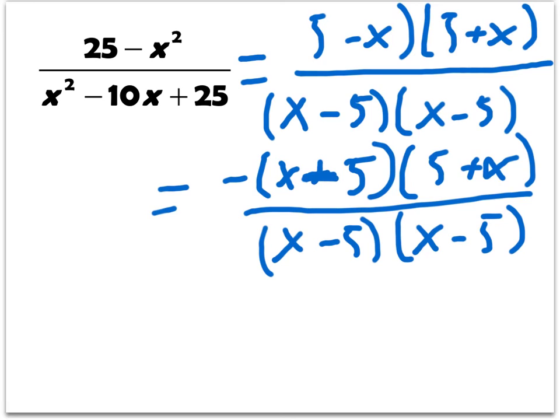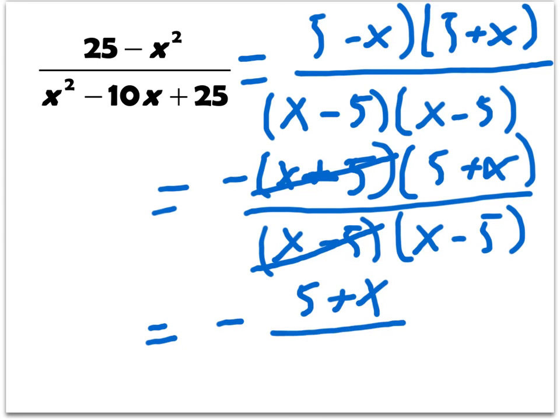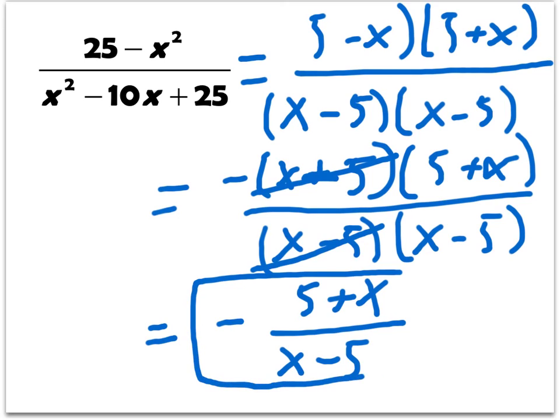And again, this is a subtraction here. So now we've got an x minus 5 as a factor in the numerator, an x minus 5 as a factor in the denominator. Those cancel, but don't forget about that negative out front. So negative 5 plus x divided by x minus 5. And so there we go. There are other ways that we could write this, but this would be fine.